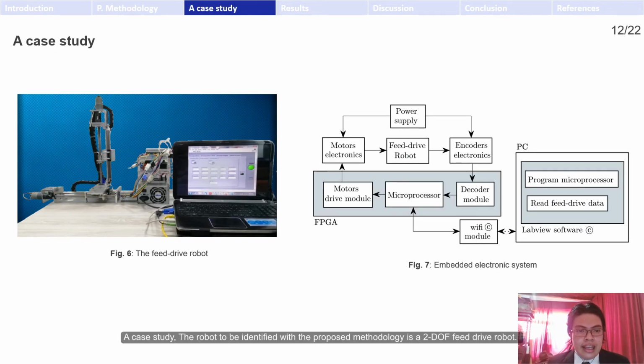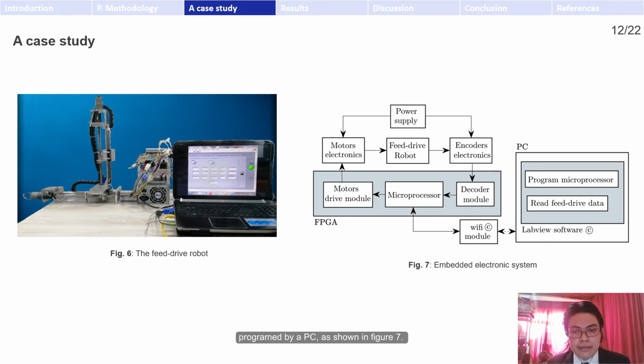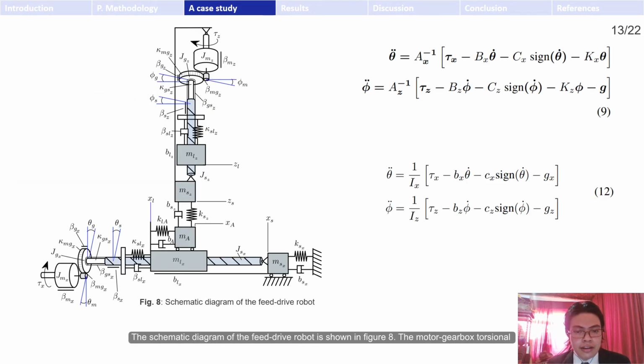A case study. The robot to be identified with the proposed methodology is a 2DOF Fit-Right robot. The robot uses 2 DC motors, 2 incremental encoders, and a Vivid FPGA system to handle the robot. The microprocessor of the system is programmed by a PC, as shown in Figure 7. The schematic diagram of the Fit-Right robot is shown in Figure 8.